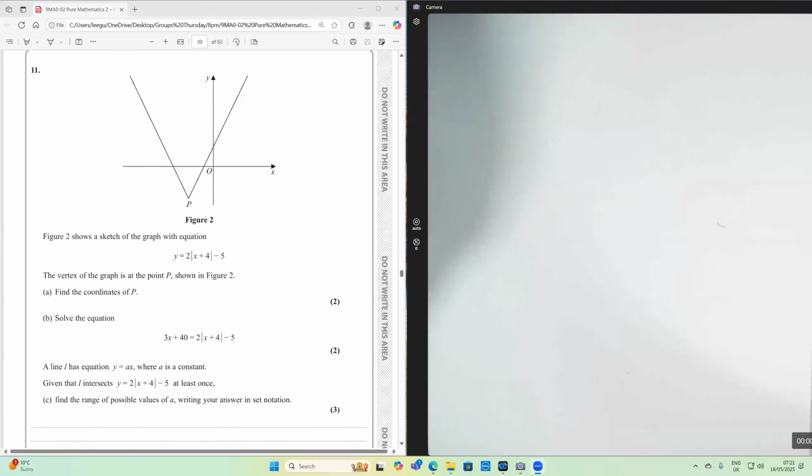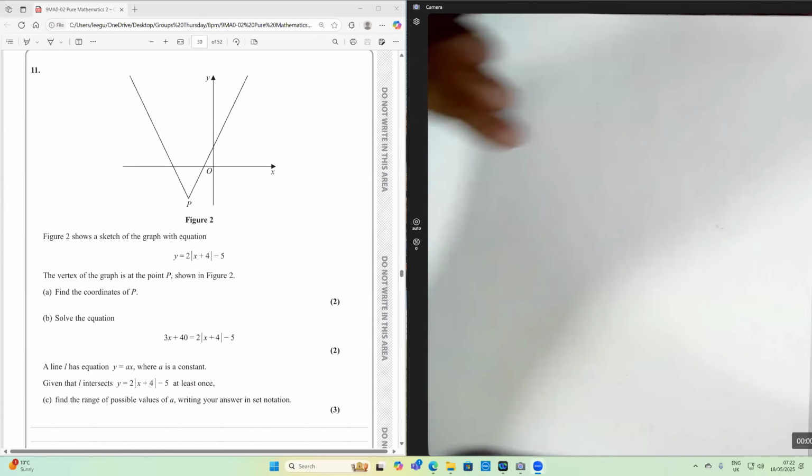It says, figure 2 shows a sketch of a graph with the equation y is equal to 2 times the modulus of x add 4 minus 5. The vertex of the graph is at the point P as shown in figure 2. Find the coordinates of P. Now, very often, students really have no idea what to do about this.